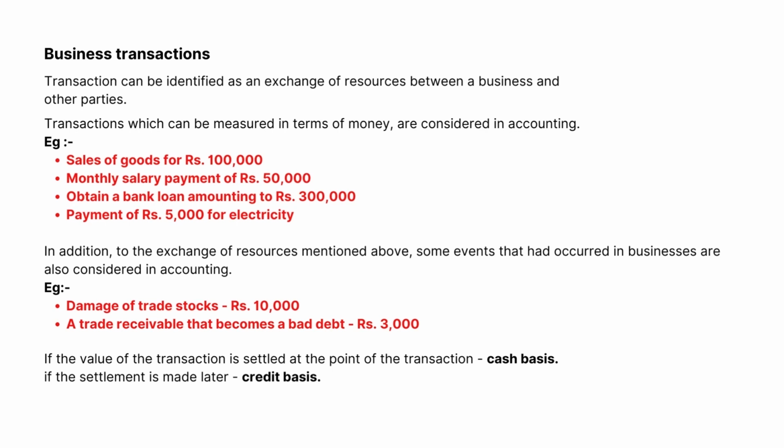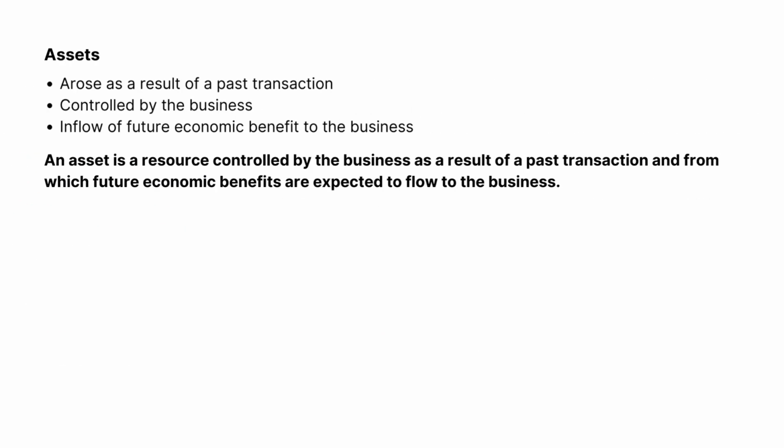If the value of the transaction is settled at the point of the transaction, it will be considered as a transaction on cash basis. On the other hand, if the settlement is made later, it will be considered as a transaction on credit basis. So from the transactions we can derive the terms assets, liabilities, equity, income, and expenses. So let's see what these terms are. The resources that are generated as a result of a past transaction are simply called assets.